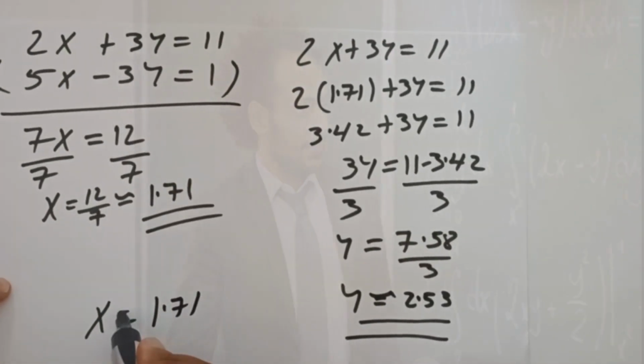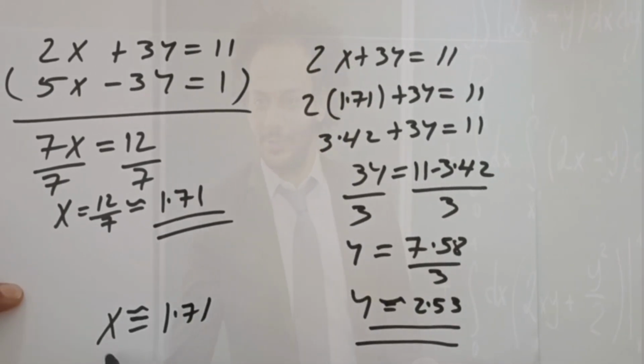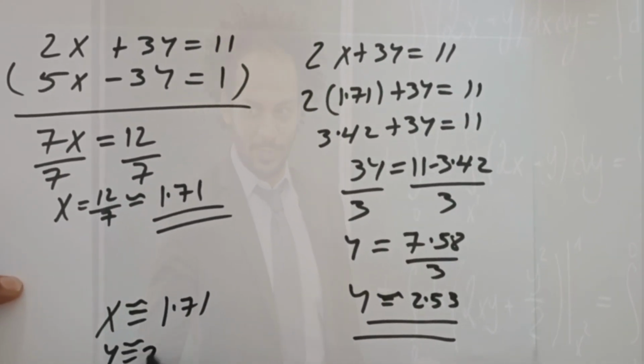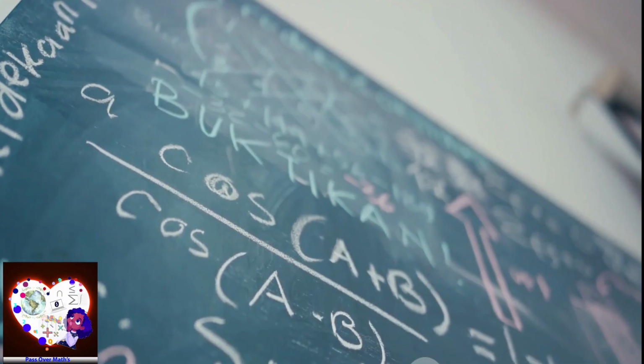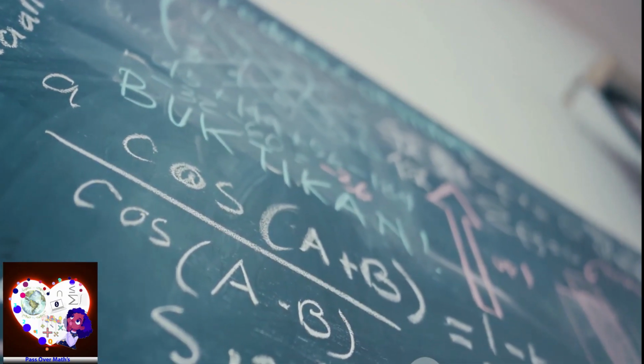We've solved our simultaneous equations by elimination. X is approximately 1.71, and y is approximately 2.53. And just like that, we've made one variable vanish and found our solution.